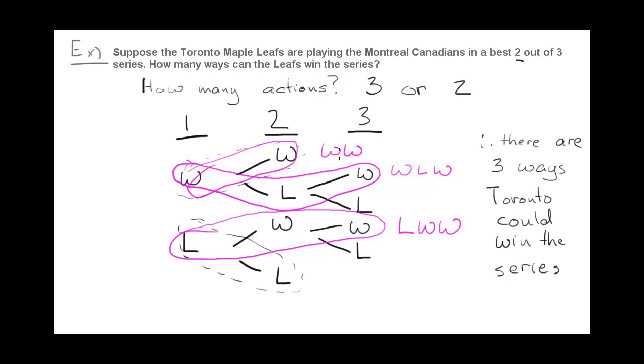So they could win the first 2, they could win the first, lose the second, win the third, or lose the first, and then win the next 2. And those are the only 3 ways they can win the series. So another variation on our tree diagrams.